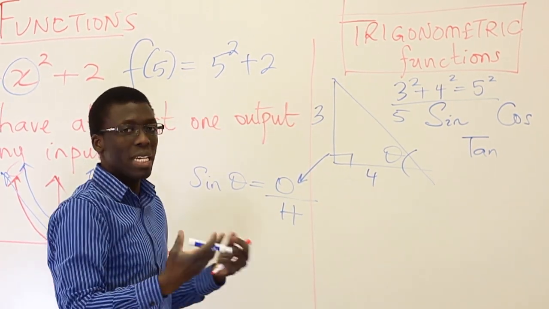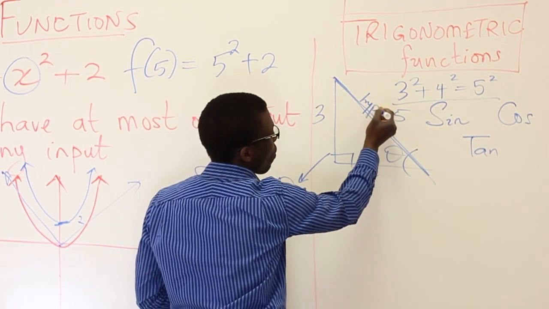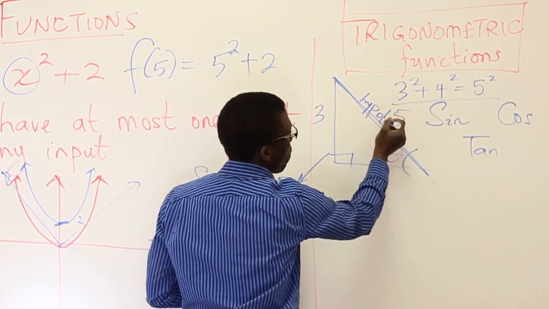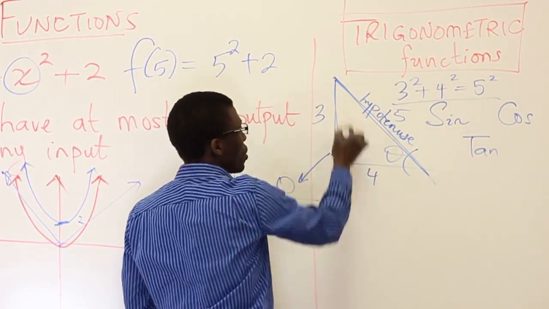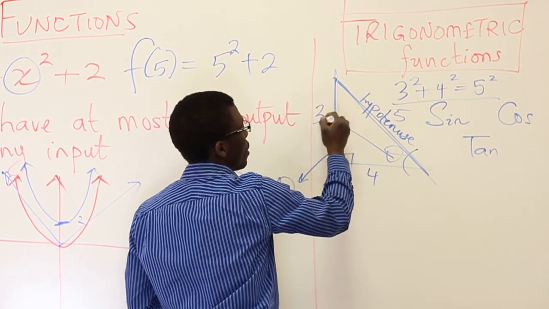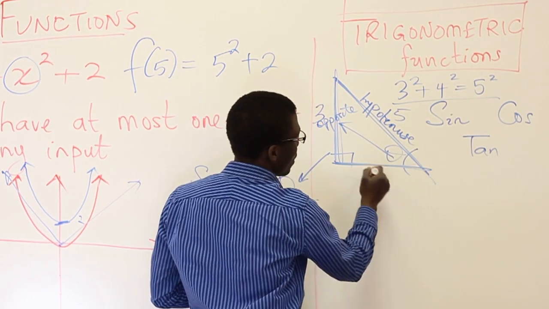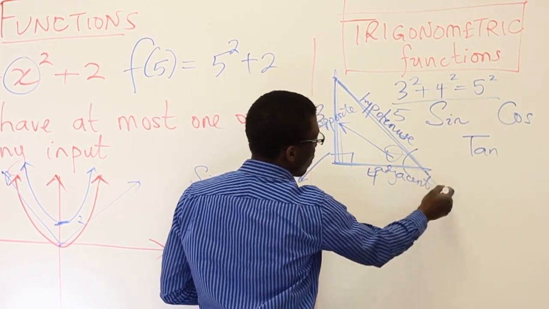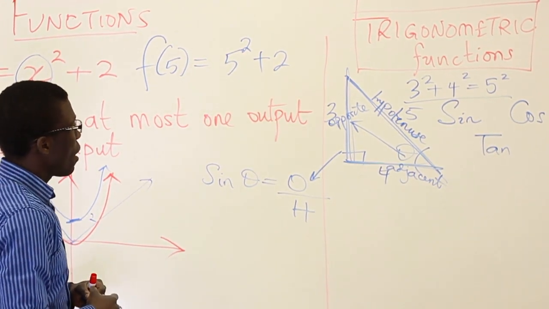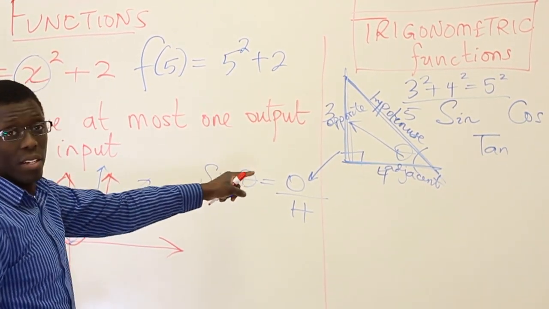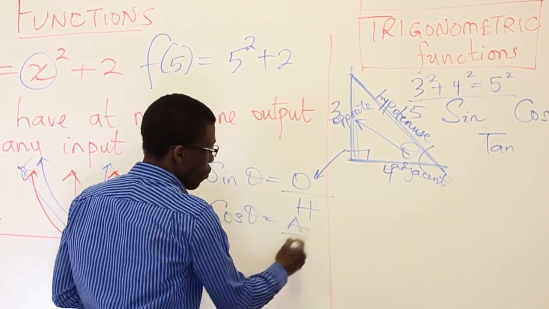But let's quickly look at what that means. The longest side of a right triangle is called the hypotenuse. The side across from the angle is called the opposite. And the side left there is the adjacent. So you have the hypotenuse, the adjacent, the opposite. And when you're dealing with sine theta, it's opposite over hypotenuse, cosine theta is adjacent over hypotenuse.